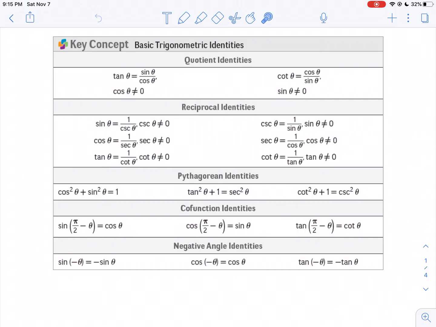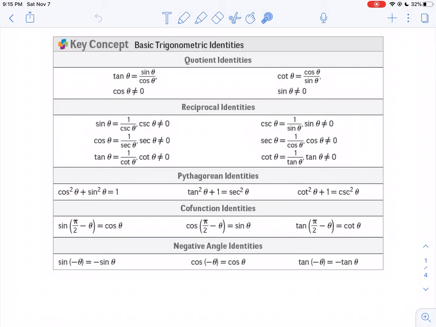We have our quotient identities, which is, you can say tangent is sine over cosine, and cotangent is cosine over sine. You can't divide by 0. We have the reciprocal identities, which we should know: sine is the reciprocal of cosecant, secant is the reciprocal of cosine, and so on. We have our Pythagorean identities.